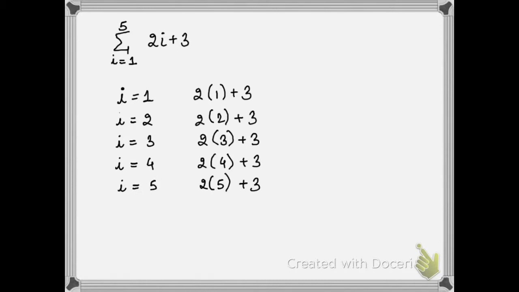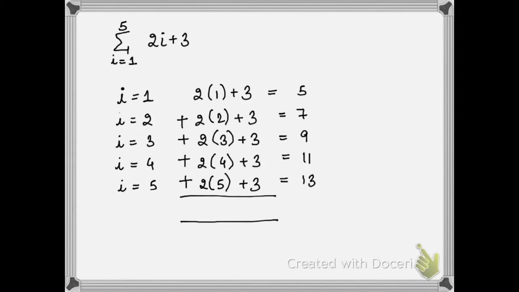Now that we've substituted all the values of i, because it's a summation sign, it mainly means we have to add all of these terms together and then obtain the answer. So this is going to give us 2 plus 3, which is equal to 5. This will give us 4 plus 3, which is 7. And now that we have found the answers, we can add all of these, and the answer we get is 45. So this is equal to 45.